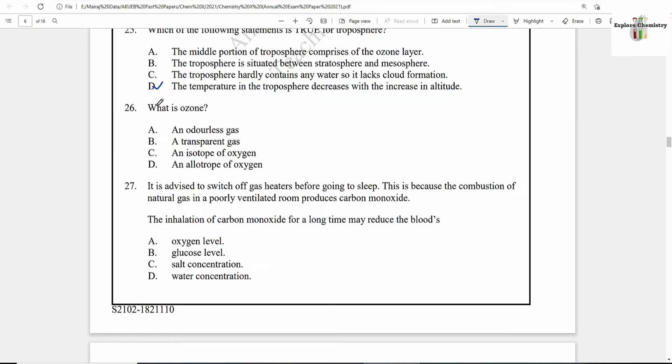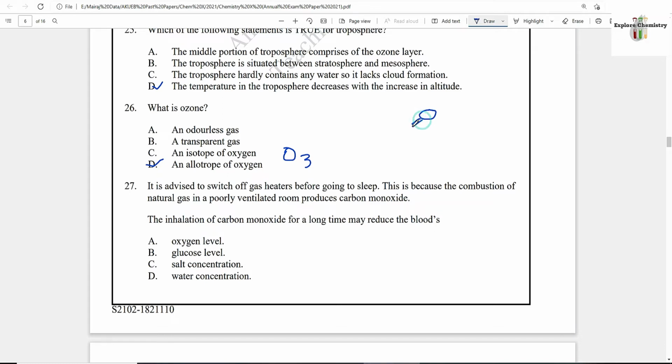Number 26, what is ozone? An odorless gas. No, it has a characteristic odor. B, a transparent gas. No, its color is blue. An isotope of hydrogen. No, it is a molecule, not an atom. D, an allotrope of oxygen. It is not an isotope. The formula is O3, 3 atoms of oxygen connected all together, so it is an allotropic form.